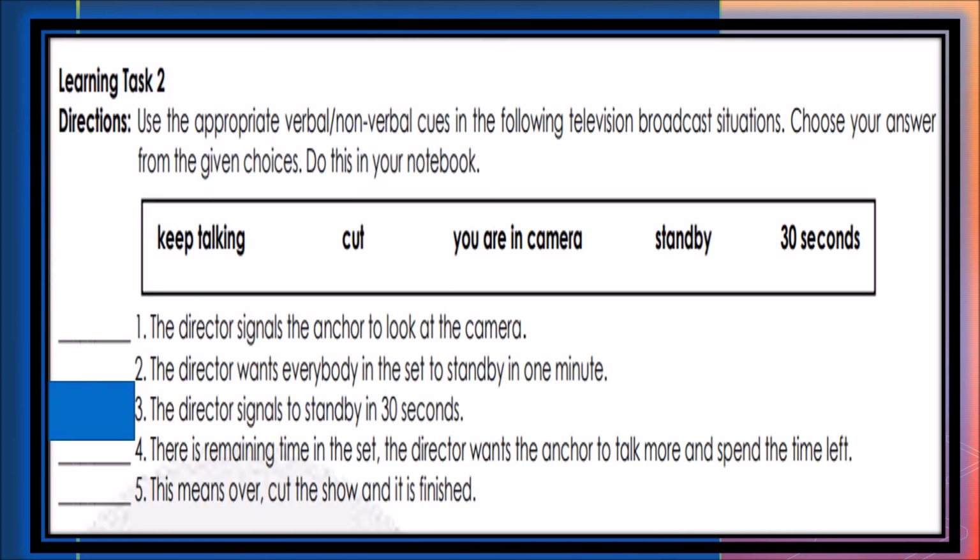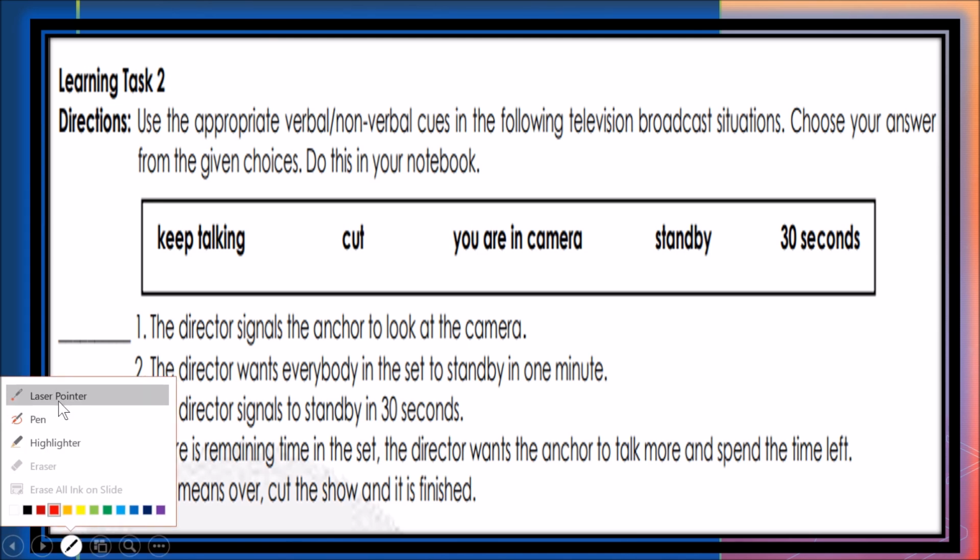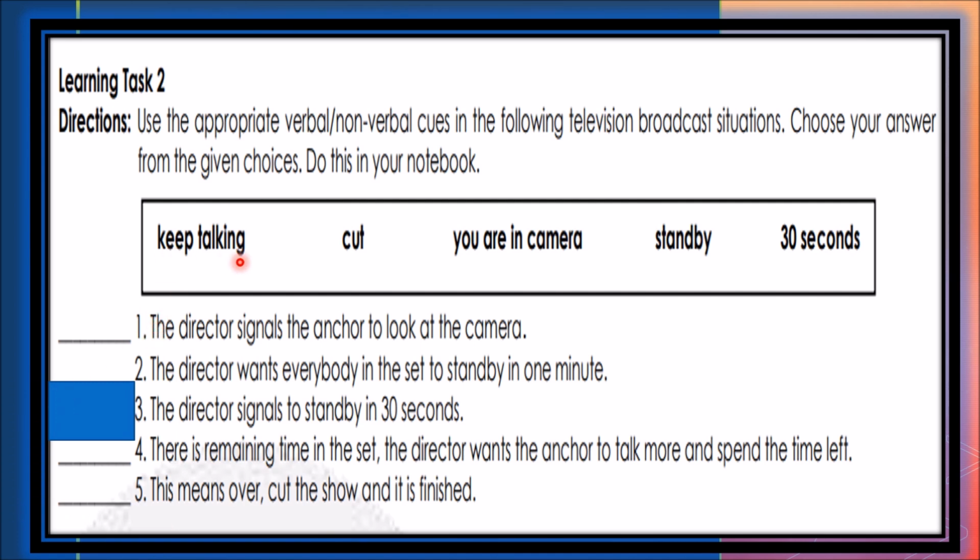For learning task 2, let us read the direction. Use the appropriate verbal or nonverbal cues in the following television broadcast situation. Choose your answer from the given choices. Do this in your notebook. So these are the choices. Of course, keep talking, cut, you are in camera, standby, and 30 seconds.